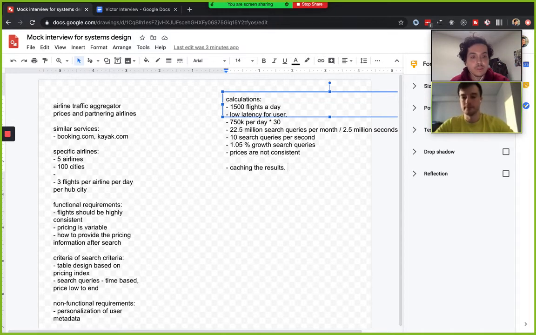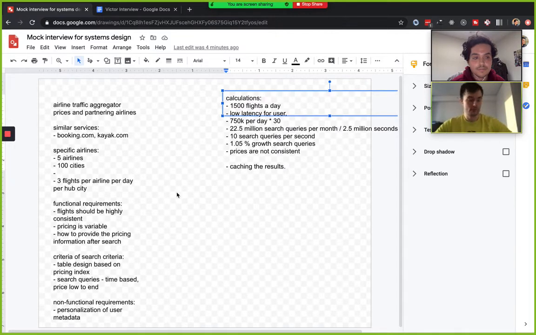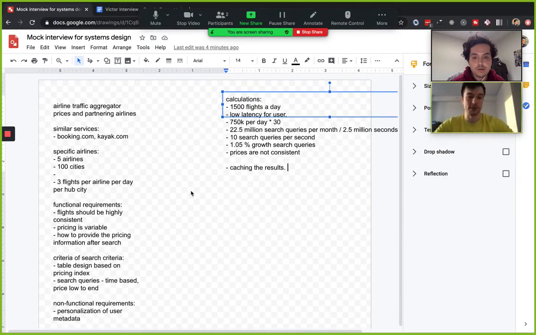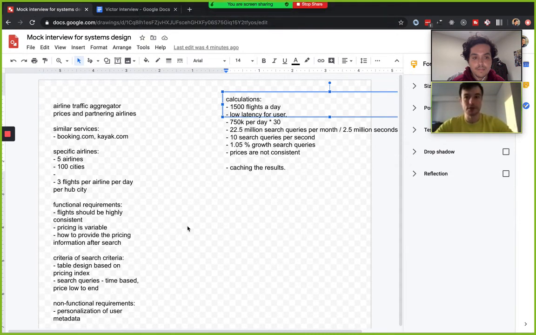Okay. Would you like me to just do a high level design and then we can talk about the bottlenecks? Okay. Focus on caching infrastructure. Okay, yeah.